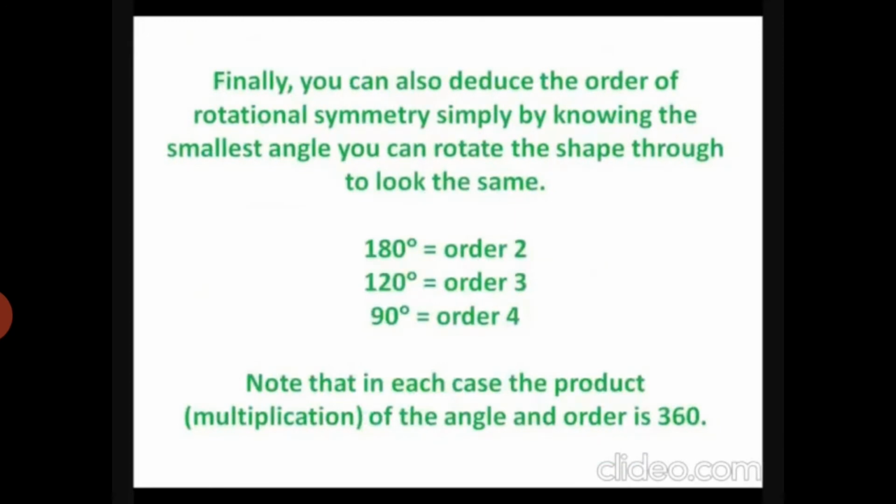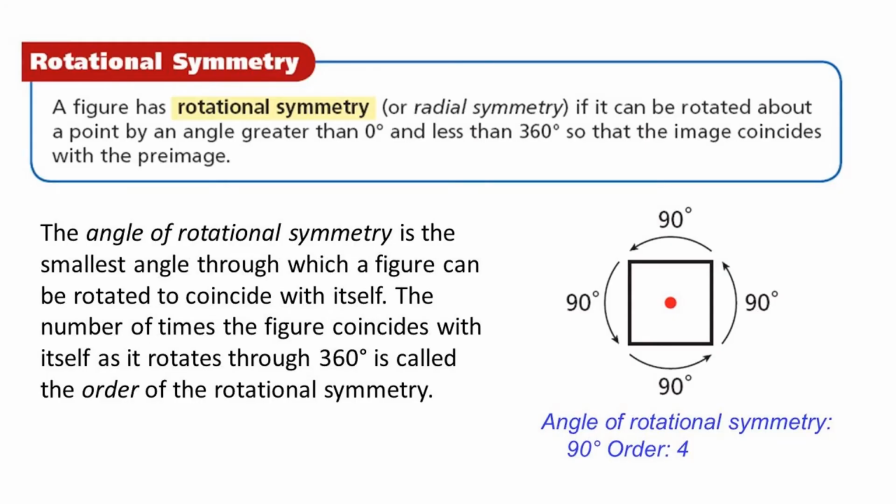What about this? Finally, you can also deduce the order of rotational symmetry simply by knowing the smallest angle that you rotate. 180 degrees gives the order of 2. 120 degrees of rotation gives order of 3. 90 degrees gives order of 4. See, in rotational symmetry, we can say a figure has rotational symmetry if it can be rotated about a point by an angle greater than 0 degrees and less than 360 degrees. Within that angle, the image should coincide with the pre-image.